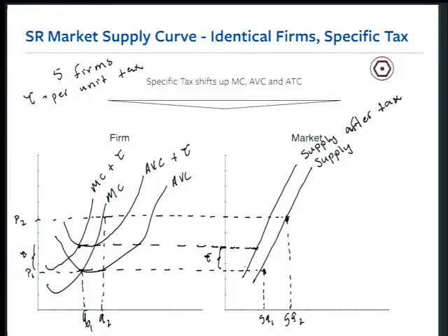On the left, will the curve still intersect Q1, or is that just the old curve? Right here? Yeah. No, not necessarily. So I.